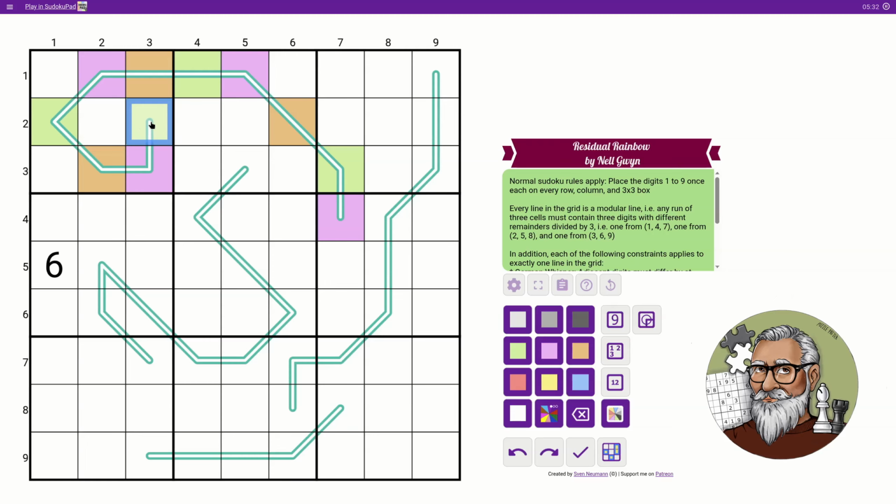So if this was 1, this could be 2, this could be 3, and then we would have 4, 5, 6, and then we continue. Can even start repeating digits if needed. I don't know.